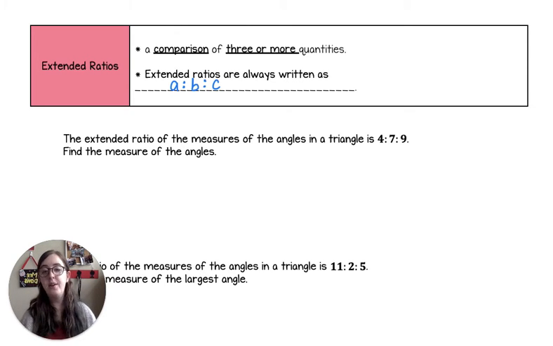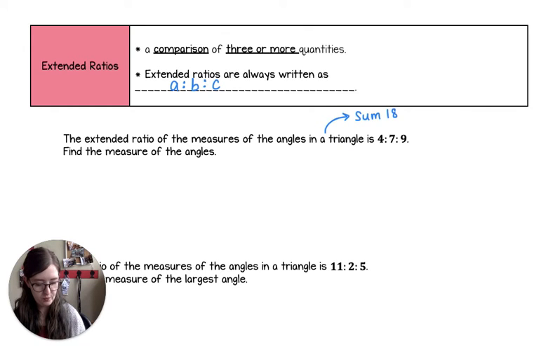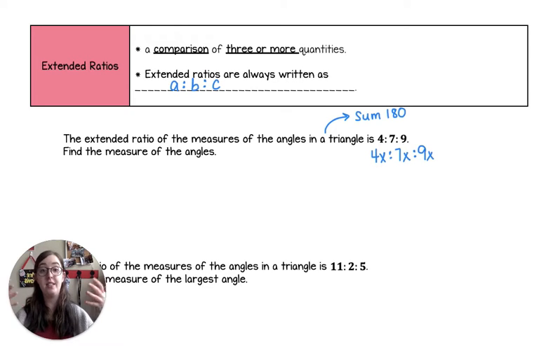Okay. So the extended ratio of the measures of the angles of a triangle is 4 to 7 to 9. Find the measures of the angles. All right. So we know that the angles inside of a triangle have a sum of 180. Now, this ratio is simplified, right? So we took 4 times some number, 7 times the same number, and 9 times the same number to end up with what are actually the measures of my angles.